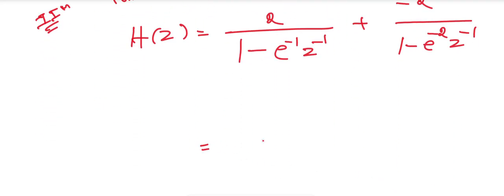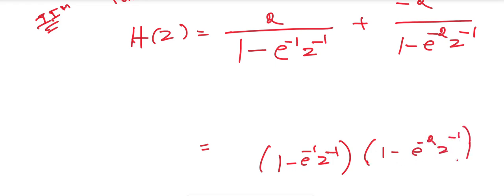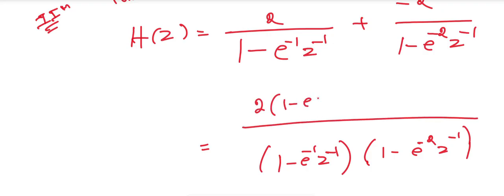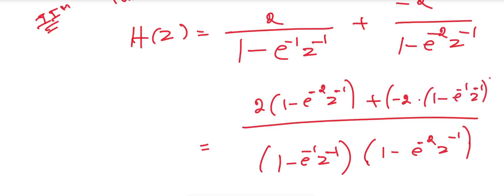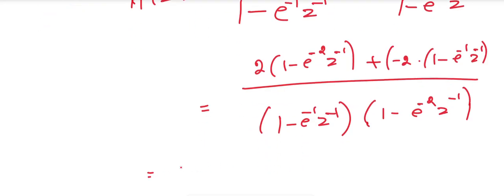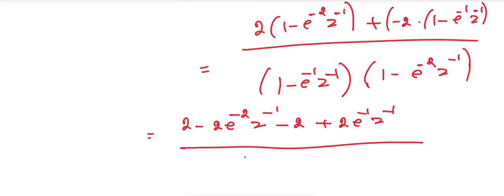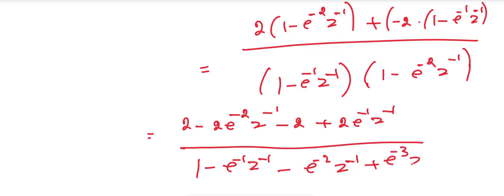So now take common terms. The denominator is (1 minus e power minus 1 z inverse) into (1 minus e power minus 2 z inverse). The numerator is 2 into (1 minus e power minus 2 z inverse) plus minus 2 into (1 minus e power minus 1 z inverse). Simplify: 2 minus 2 e power minus 2 z inverse minus 2 plus 2 e power minus 1 z inverse, divided by 1 minus e power minus 1 z inverse minus e power minus 2 z inverse plus e power minus 3 z inverse squared.